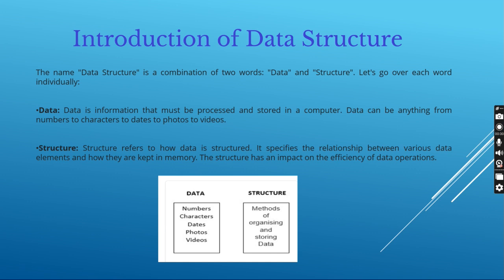Data. Data is information that must be processed and stored in a computer. Data can be anything from numbers to characters to dates to photos or to videos. Structure. Structure refers to how data is being structured. It specifies the relationship between various data elements and how they are kept in memory. The structure has an impact on the efficiency of the data operations.